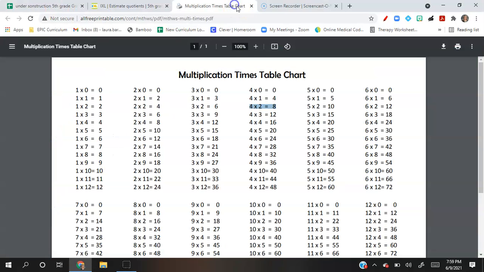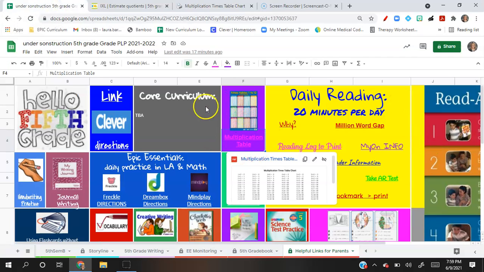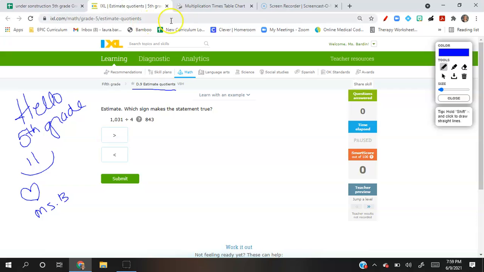Today, you will need a multiplication table. That multiplication table, if you're one of my students, is found right here on your helpful links. Let's go ahead and get started today. So we are looking at this very large division example, but we just want to estimate.